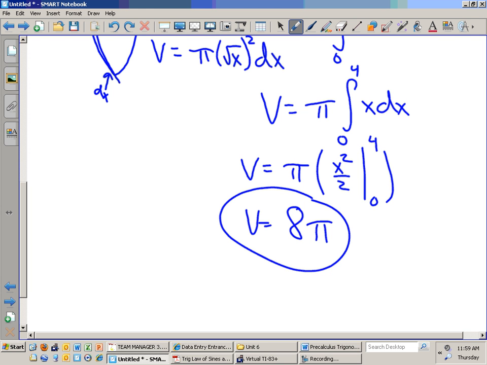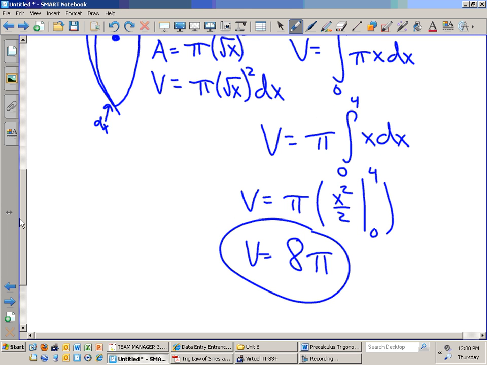How did we do it? We summed, instead of an infinite number of rectangles, we summed an infinite number of discs. The infinite number part is the definite integral. That's what the definite integral does. Look, the definite integral is equal to the limit as the number of rectangles approaches infinity. So we substitute our integral for an infinite number of rectangles. That's what it does. It's a beautiful thing.